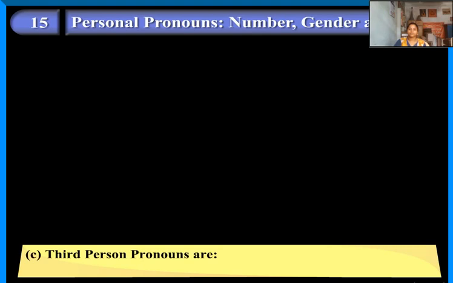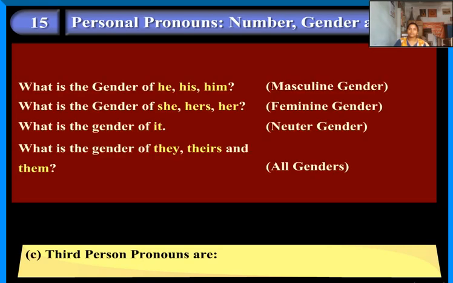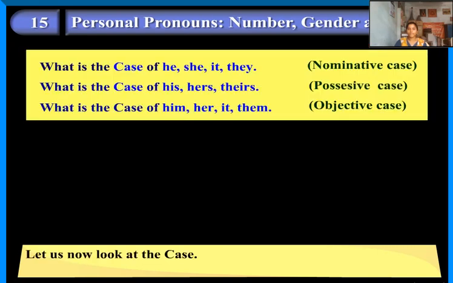Third person pronouns are: what is the gender of he, his, him? Masculine gender. What is the gender of she, hers, her? Feminine gender. What is the gender of it? Neuter gender. What is the gender of they, theirs and them? All genders. Let us now look at the case.